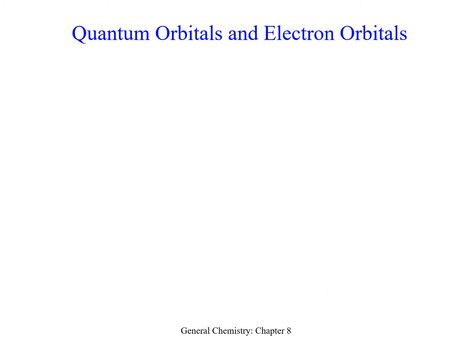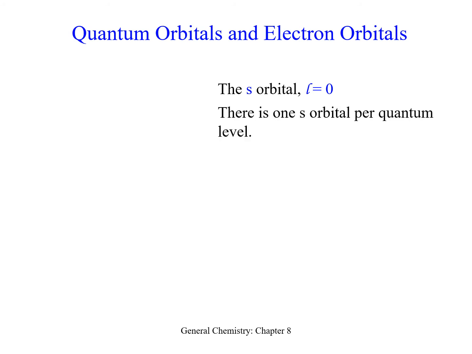So quantum orbitals and electron orbitals. Let's look at that. If the s orbital, L is equal to 0. So if we're looking at s orbitals, L is equal to 0. There is 1 s orbital per quantum shell. So if you look at the periodic table, open up your book to the front cover and go down just the S block, you see hydrogen, and then below that you see additional elements. Okay, so for every quantum shell, there is 1 s orbital per quantum level.